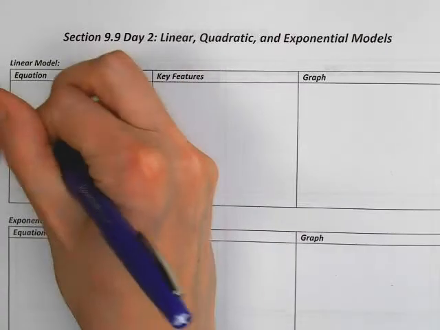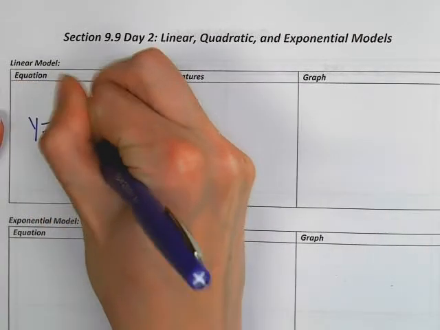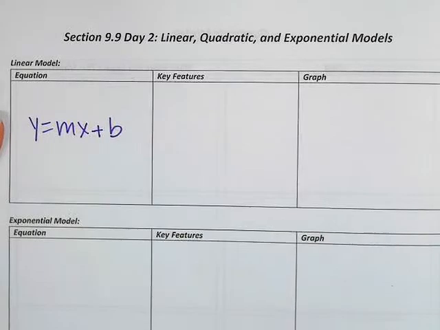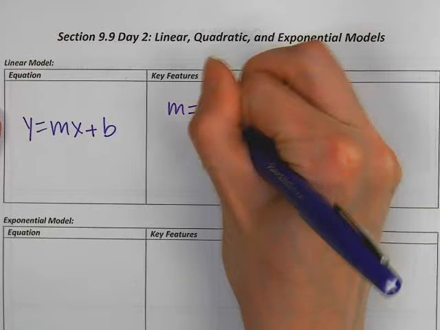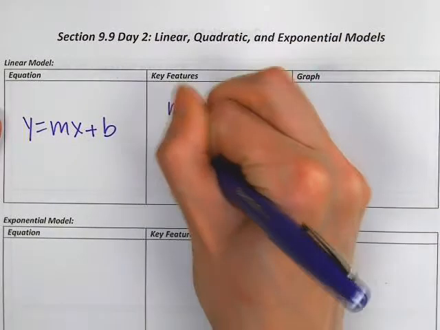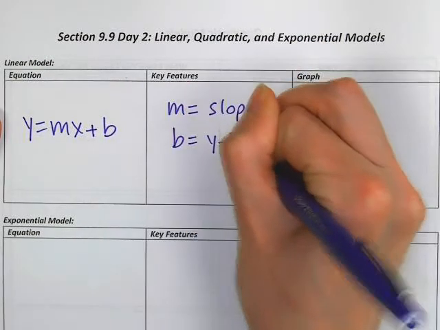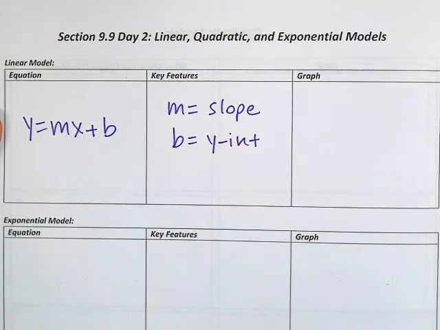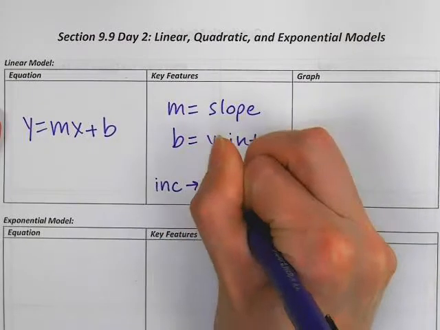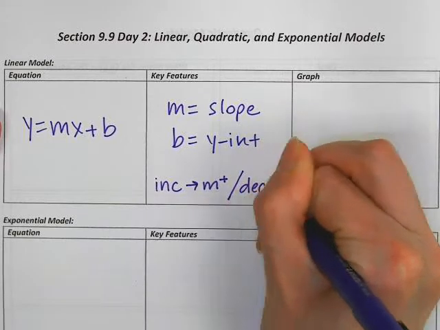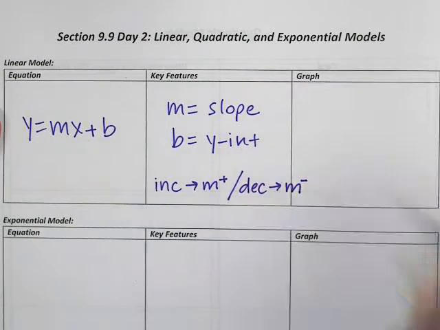Linear model, the equation is y equals mx plus b. And the key features are that m is the slope, and b is the y-intercept. And then you would also have to note if it's increasing or decreasing. Increasing is if the slope is positive, and decreasing is if the slope is negative.